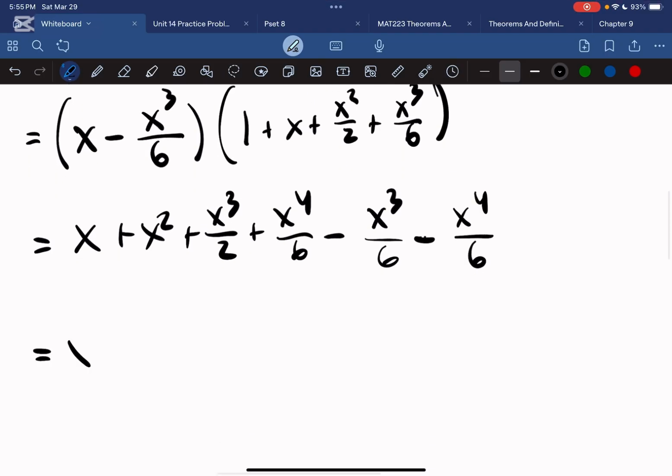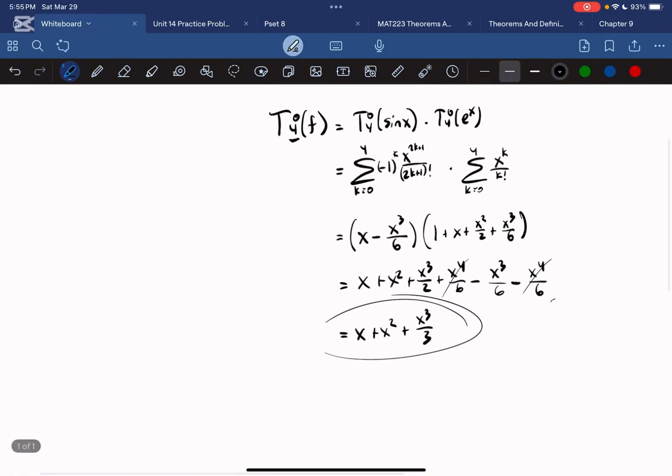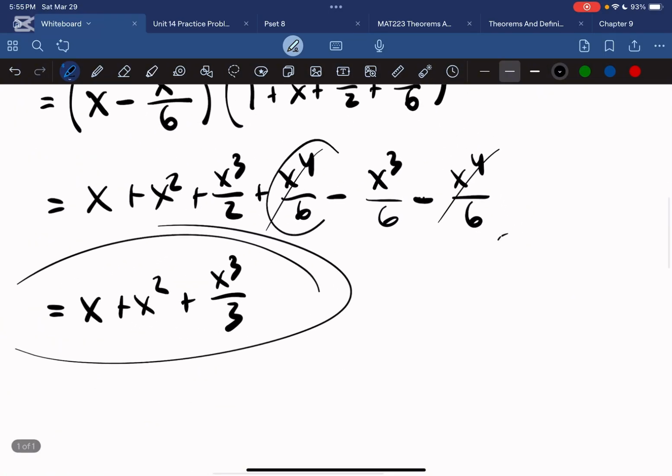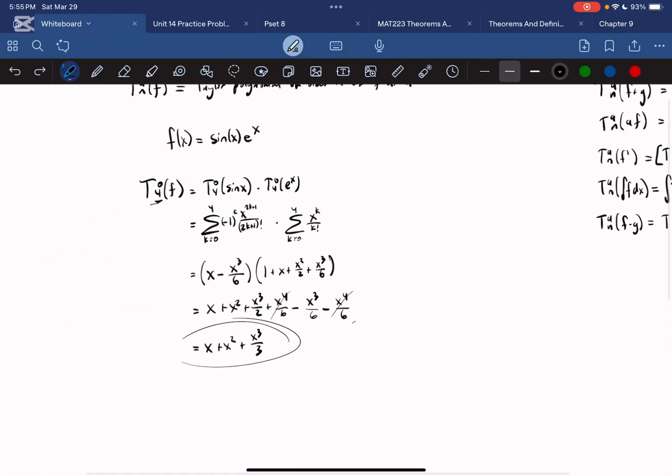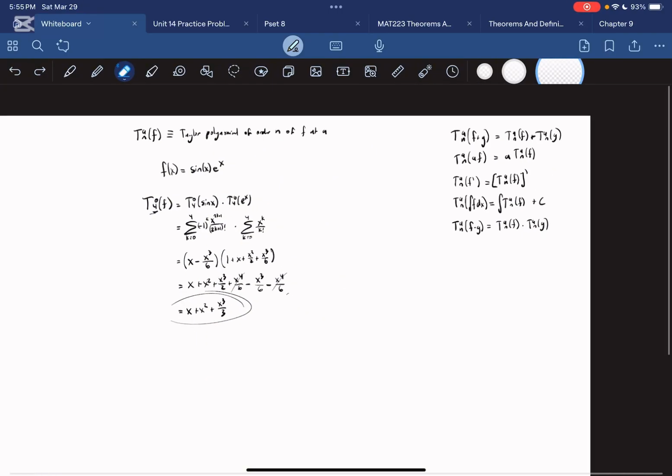And now we can collect like terms. We see that these cancel out, and we're left with x squared, 2 over 2, minus over 6, that's plus 1 over 3. Boom. This is our Taylor polynomial up to degree 4. Notice our degree 4 terms canceled out. That's how we do it, okay? Great. And now, okay, that one's kind of stupid. I might skip that one. Yeah, I'm gonna skip that one. I don't think they'll test that.